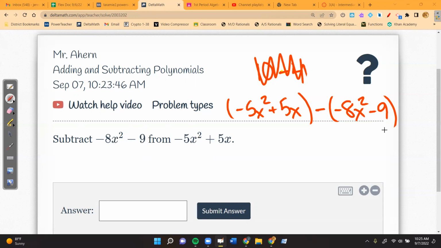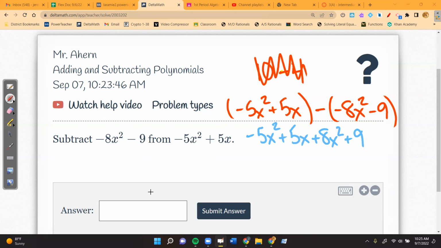So if the problem asks me to subtract this from this, I set it up like this, and then I take my teacher's advice, hopefully, and I show my work. I'm going to take the parentheses off the first one. And now I got to do the changey stuff with the second: plus 8x squared. Now that all parentheses are clear, you are free to press on.